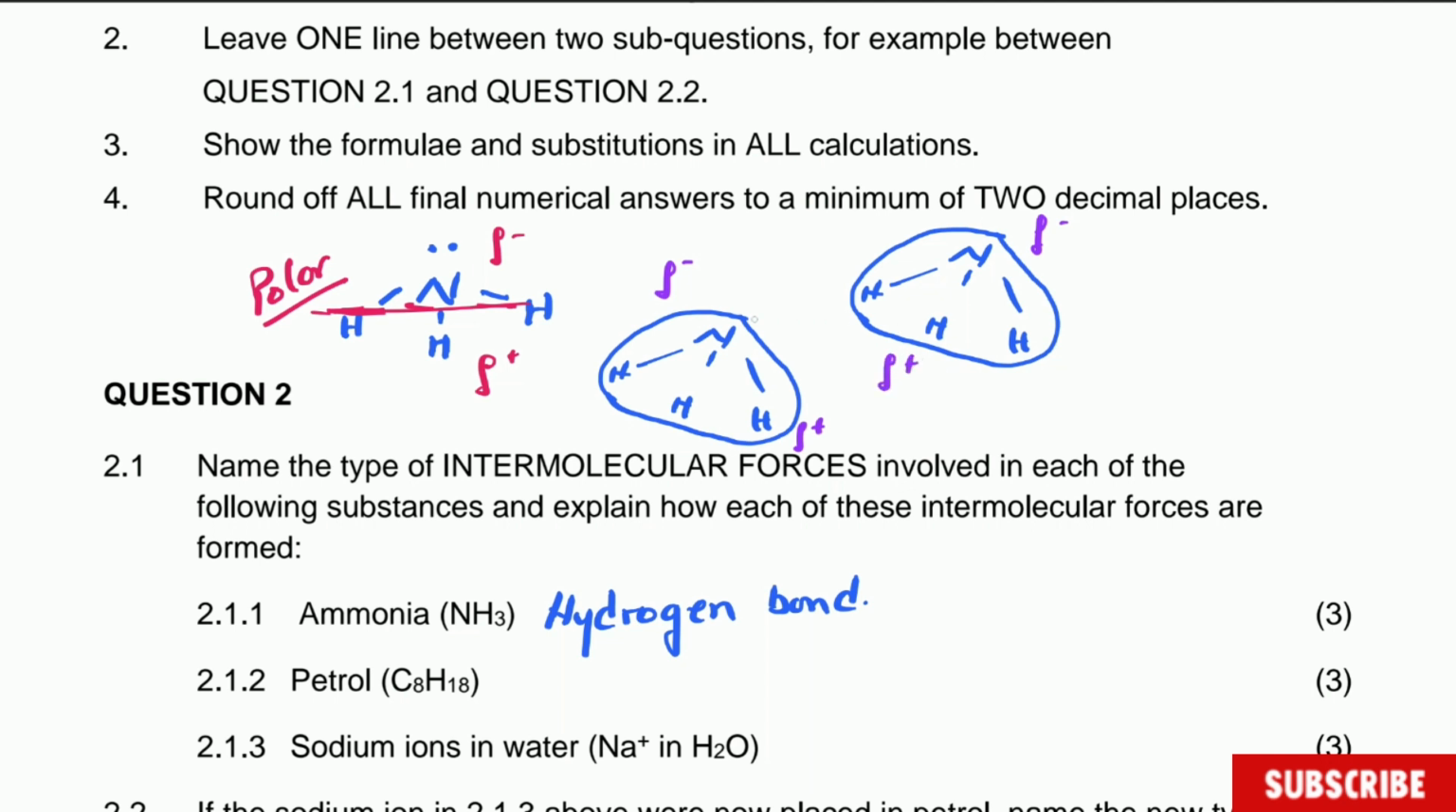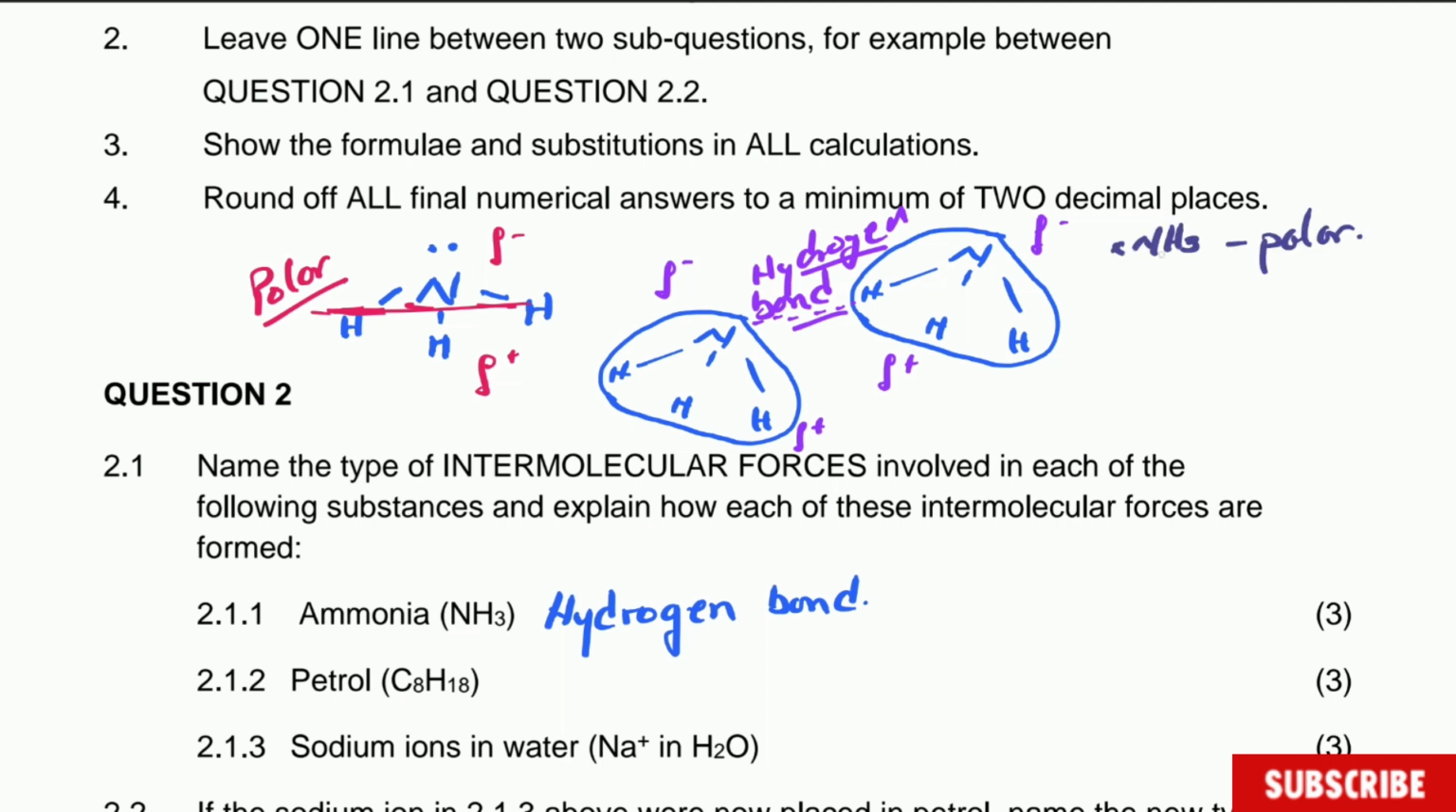So this nitrogen here is going to be bonded to one hydrogen. This here is what we call hydrogen bond. That force there, which is an intermolecular force, is what we call hydrogen bond. So this one is hydrogen bond, guys, and here is what you have to say.